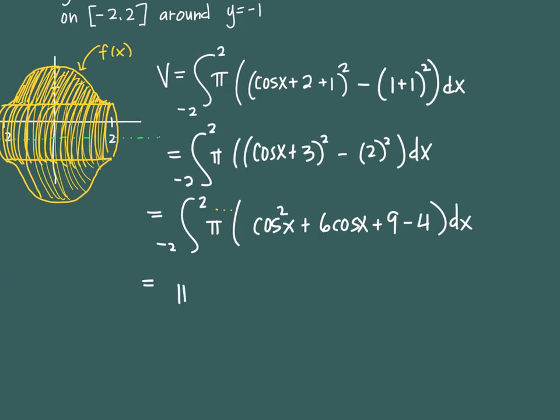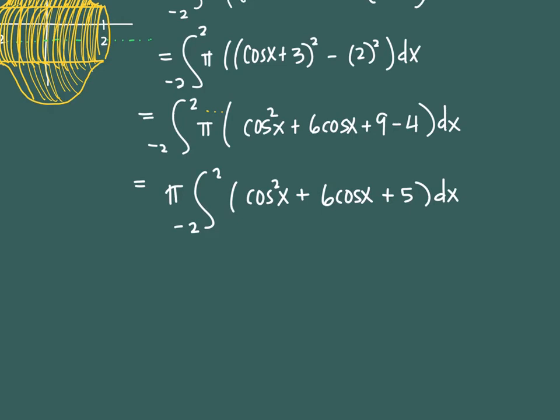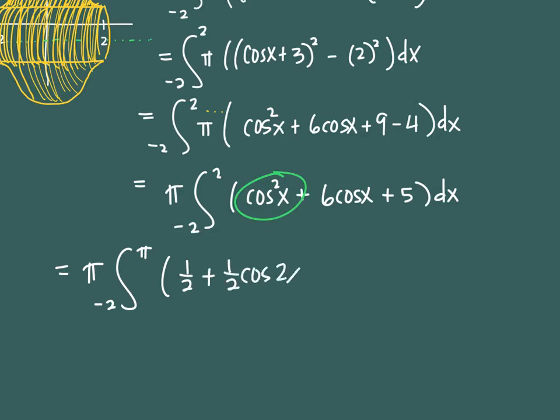So you could simplify that to be pi on the outside, and we would have cosine squared of x plus 6 cosine of x plus 5 dx. In order to finish integrating that, you would need a trig substitution, because cosine squared doesn't integrate without a trig substitution. The rest of them would be fine, but I would need a trig substitution here, and the trig substitution is the half angle substitution. So we would have 1/2 plus 1/2 cos 2x. That's the identity for cosine squared.